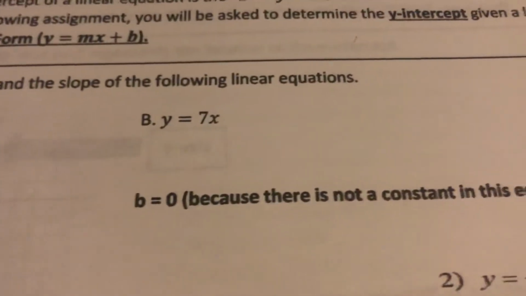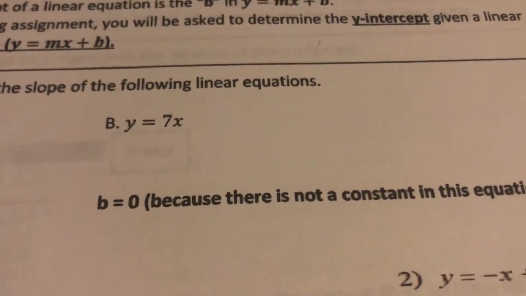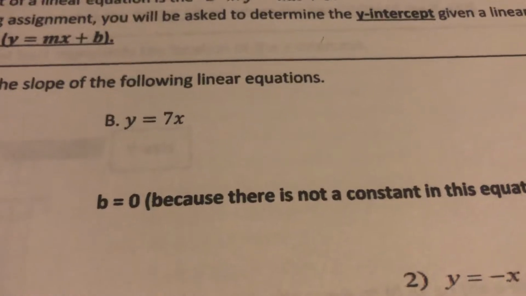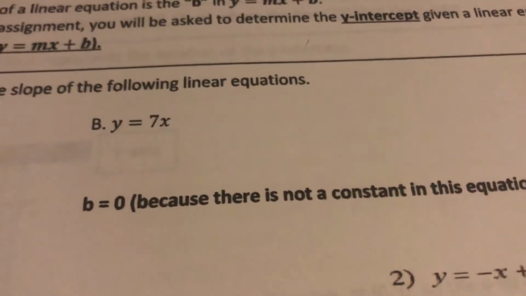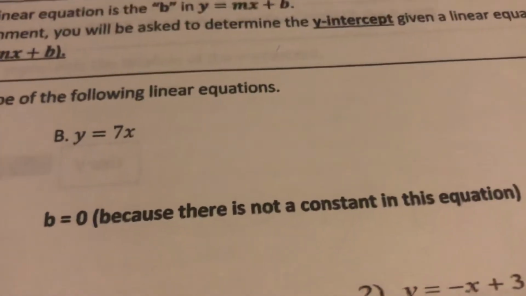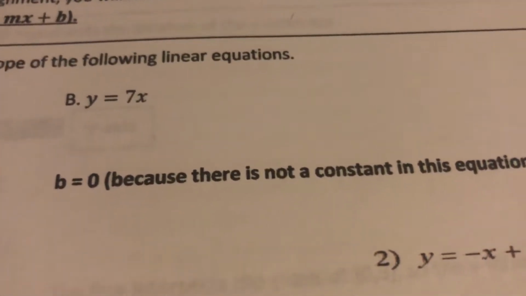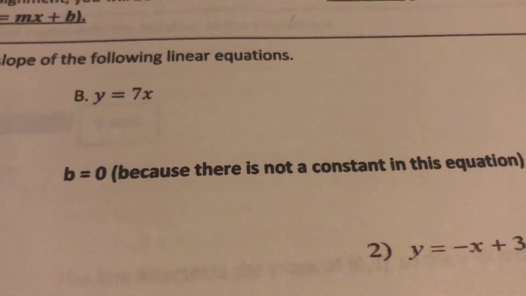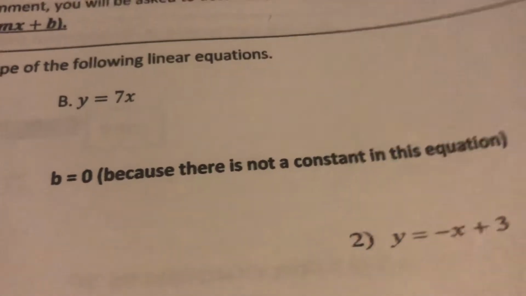On example B, as you can see, there's not a constant at the end of this equation or anywhere in the equation. It says y equals 7x. So it's basically like saying y equals 7x plus 0. And since it's 0, 0 doesn't have a value, so it's not listed. So your y-intercept is 0 because this particular linear function goes through the origin.